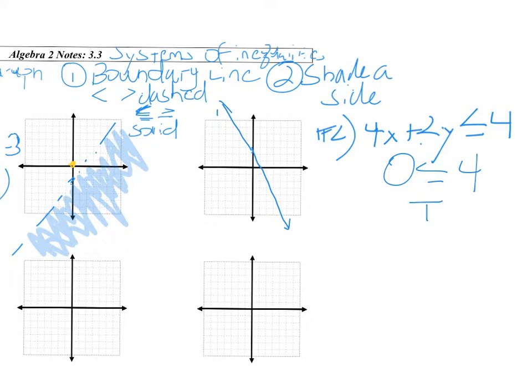Yeah, sure it is. Okay, so it is less than or equal to 4. So 0, 0 works now, and I want to shade the side that 0, 0's on. There you go. This is easy, isn't it?